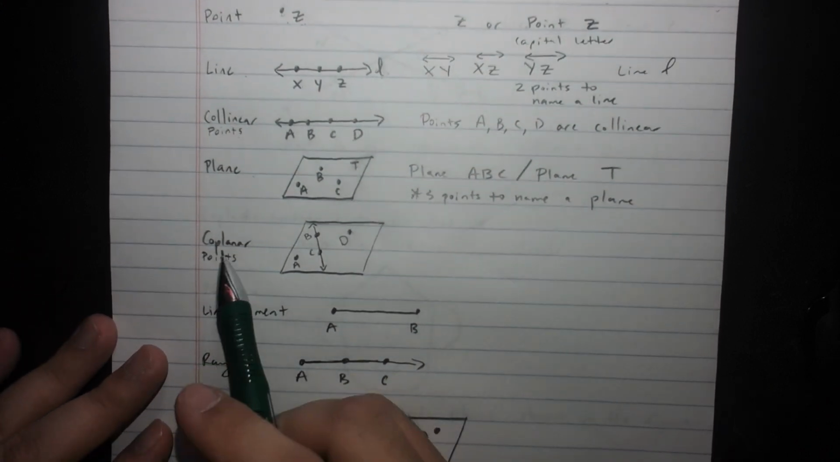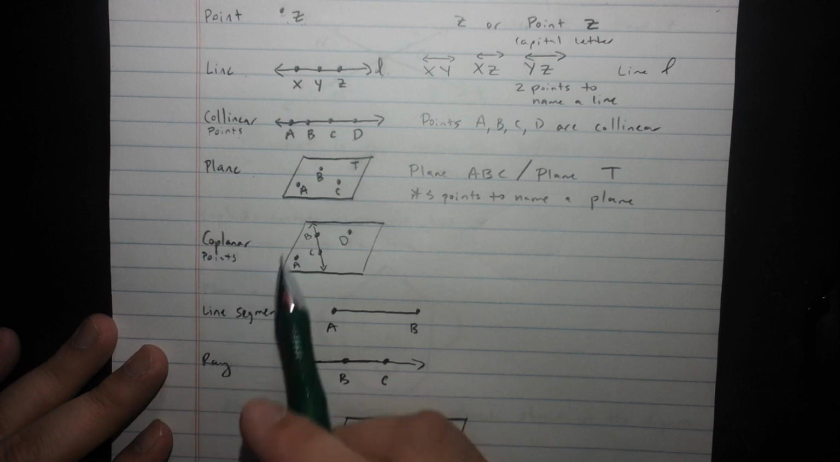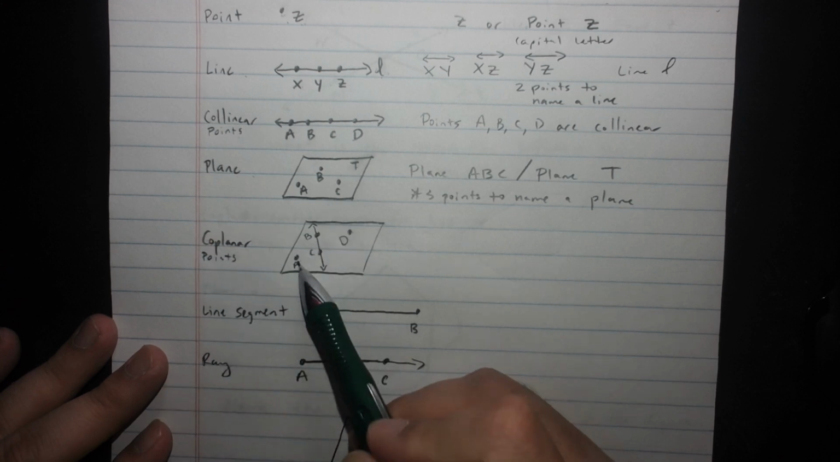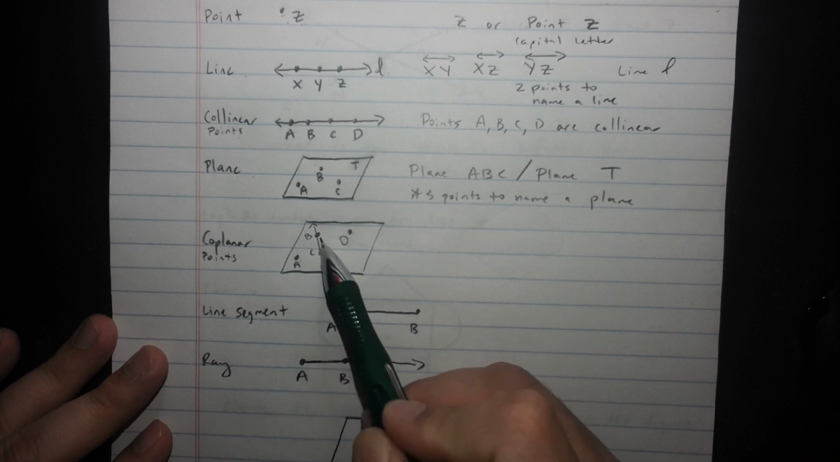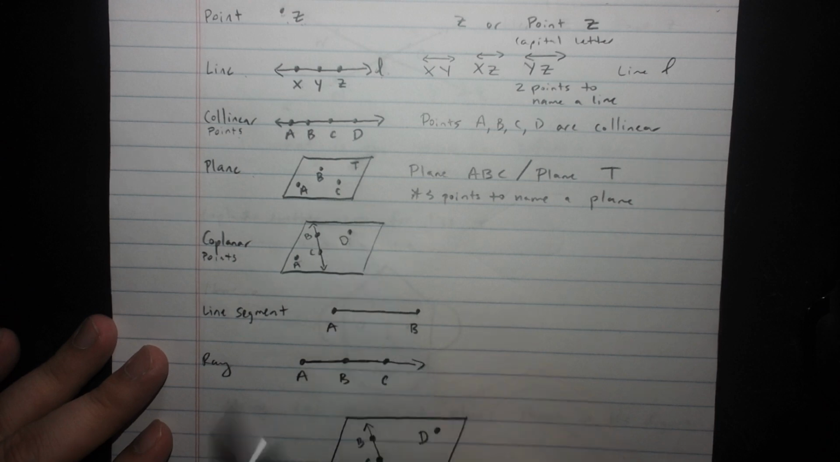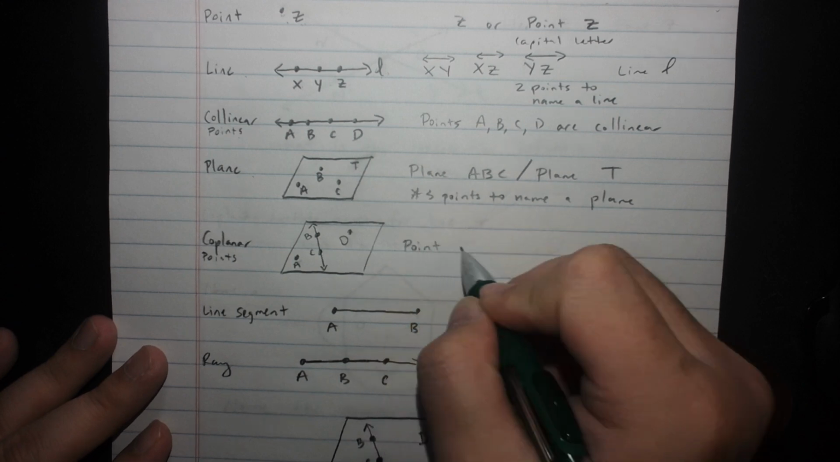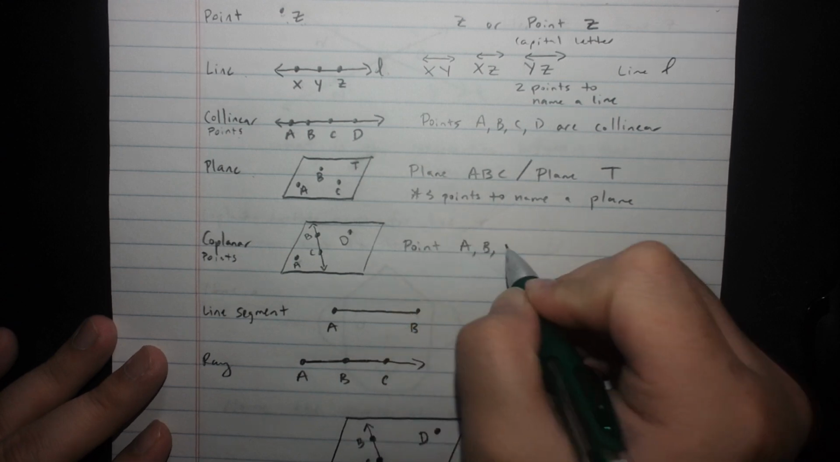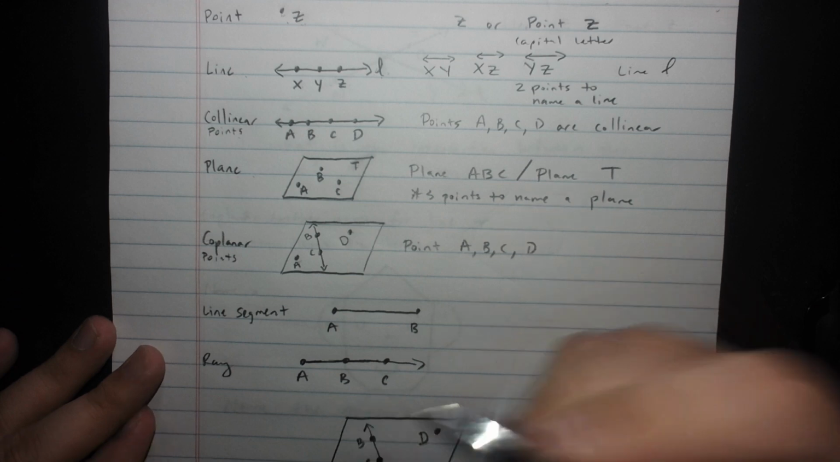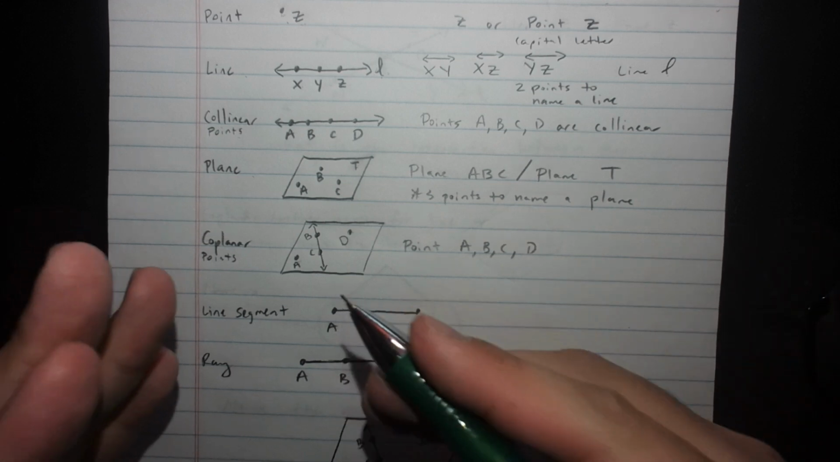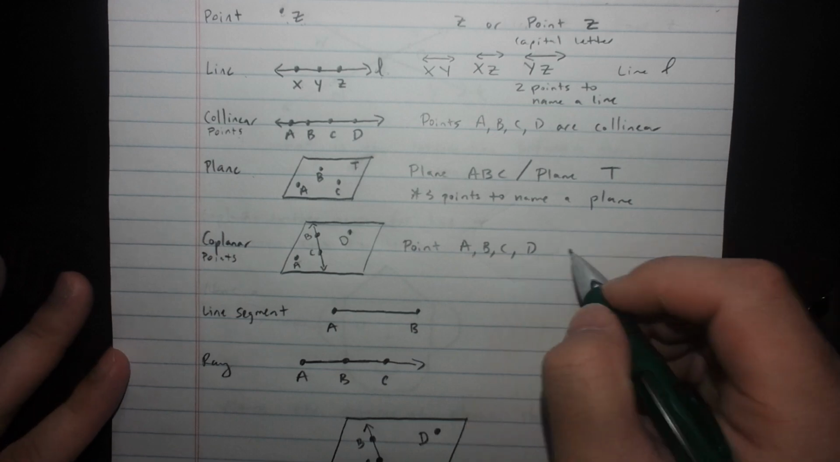Coplanar points. They are points on the same plane. So we have points A, B, C, and D. We can say that points A, B, C, and D are together on the same plane. They are coplanar.